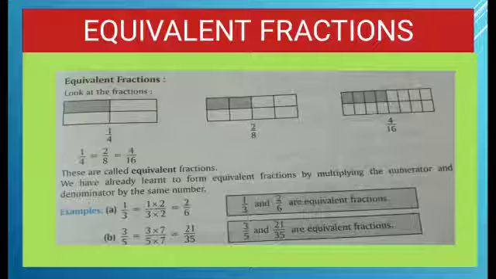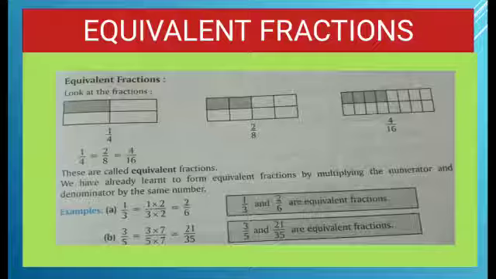We have already learned to form equivalent fractions by multiplying the numerator and denominator by the same number. Example: 1 upon 3. In this case, if we multiply both the numerator and denominator by 2, we get 2 upon 6. 1 upon 3 and 2 upon 6 are equivalent fractions.